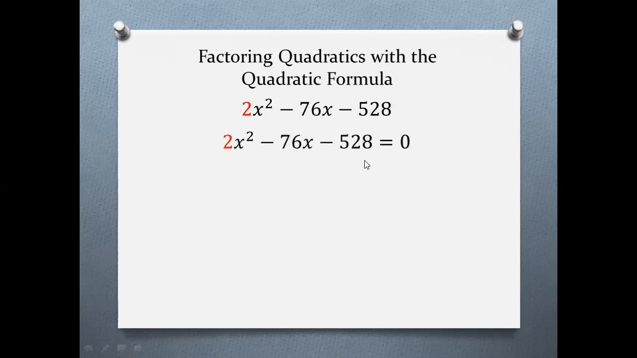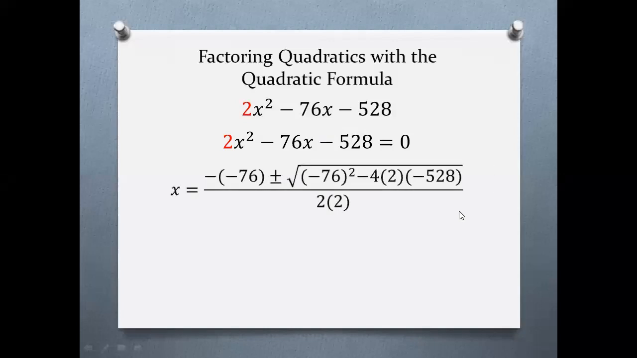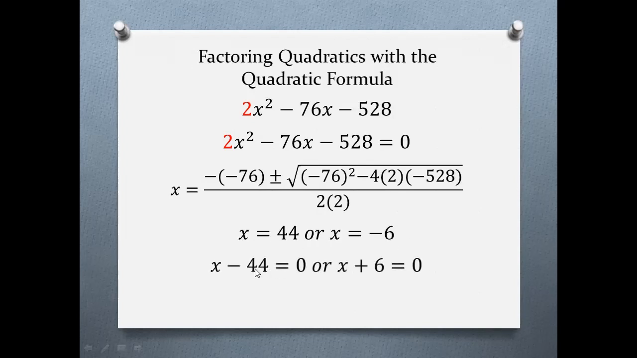So first, let's set this expression equal to 0. Let us solve the equation using the quadratic formula. So we get x is equal to 44, or x is equal to negative 6. We will rewrite both of these equations so that 0 is on the right side. Then we would put them together to form our factored expression.